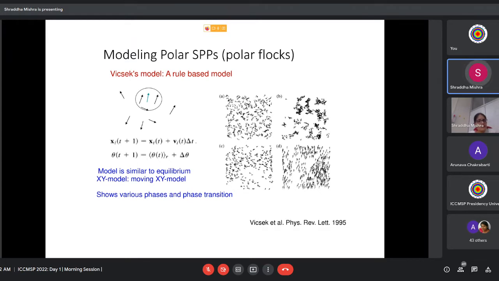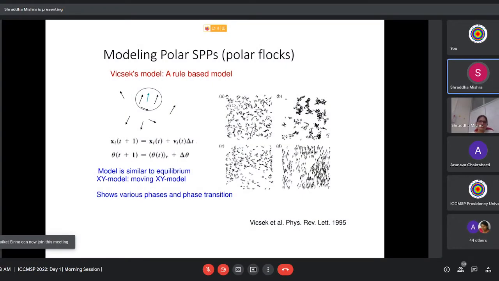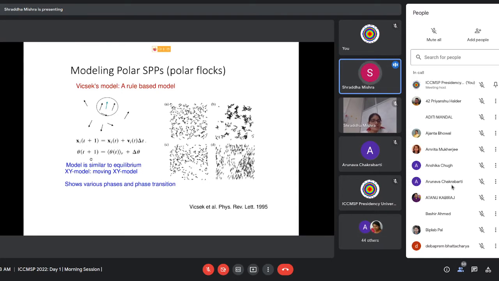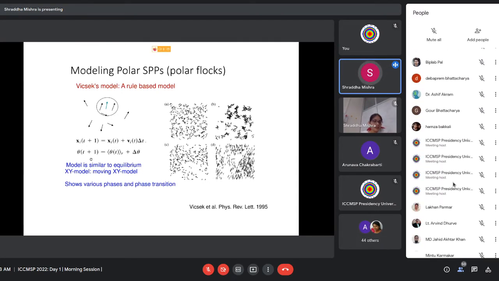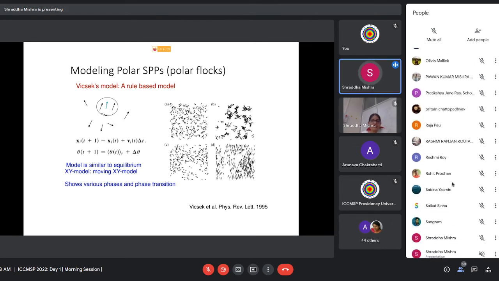But one can think of this as a moving XY model. Actually, people have also developed an analog of this model on the lattice. This is an off-lattice model, but the analogous Vicsek model has also been developed on the lattice, which is nothing but a moving XY model. And the movement comes from the self-propulsion or the activity of the system. So this is very similar to the XY model, but the results are very different, and I will come to that in the next slide. And some of the pictures are shown here.